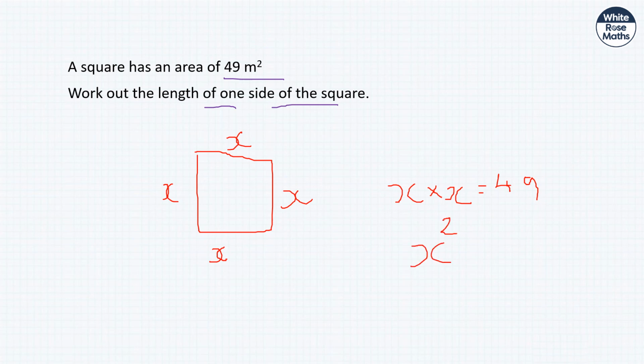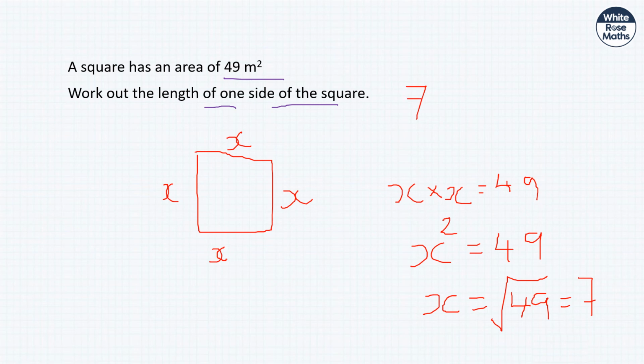x squared equals 49. Now the opposite of squaring will be to square root. So x is equal to the square root of 49. So what number times by itself gives me 49? Well, that'd be 7, because 7 times 7 is 49, or 7 squared is 49. 49 is what I call a square number. I'll put x meters there, x meters there, x meters there, and x meters there. So the answer would be 7 meters.